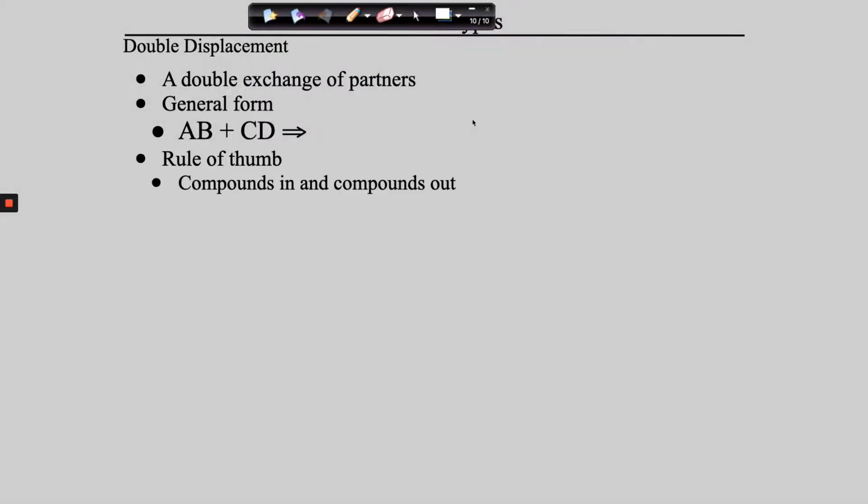So guys, let's talk about the rule of thumb. And it's literally just this. Compounds go in, compounds come out. So, and I'll slow down. But guys, let's talk about an example. KI, a compound, plus lead(II) nitrate, a compound.